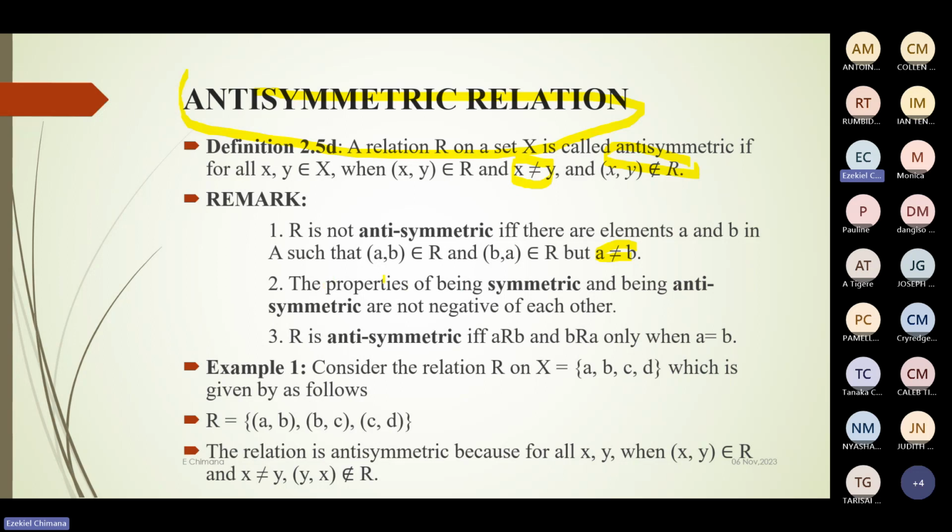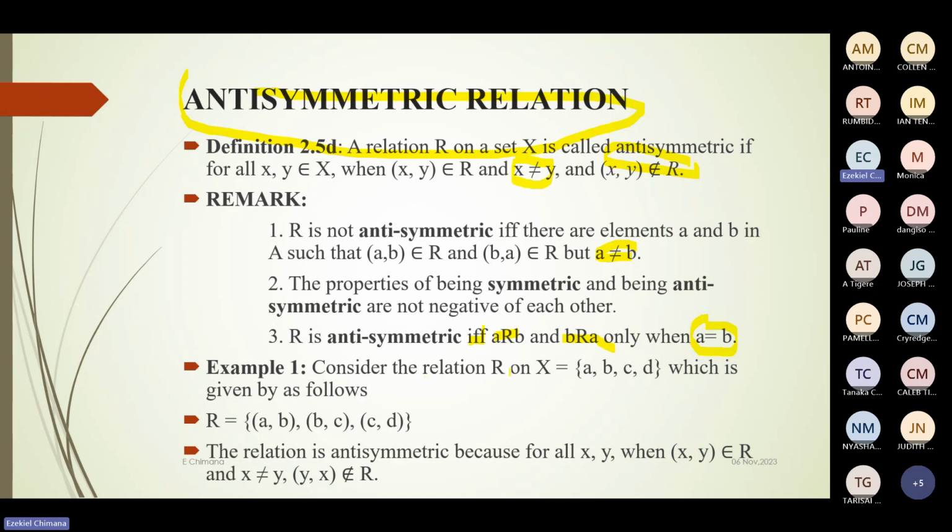So the properties of being symmetric and being antisymmetric are not negations of each other. R is antisymmetric if and only if a is related to b and b is related to a only when a is equal to b. That's where we can have an antisymmetric relation.